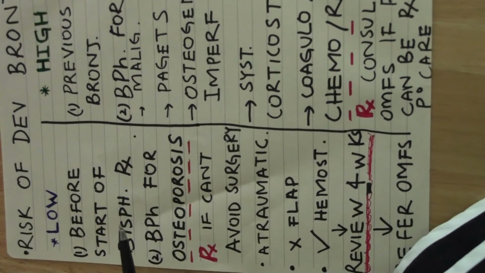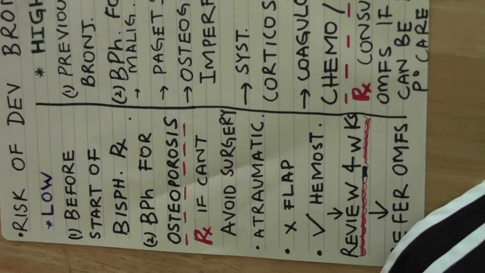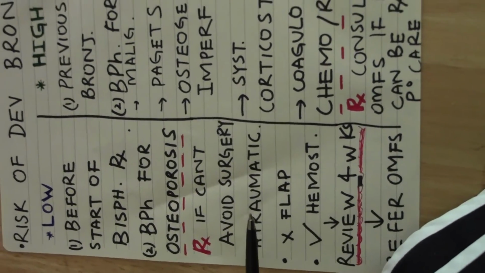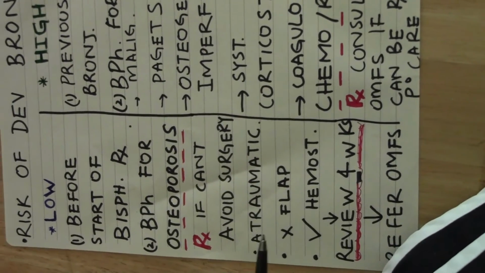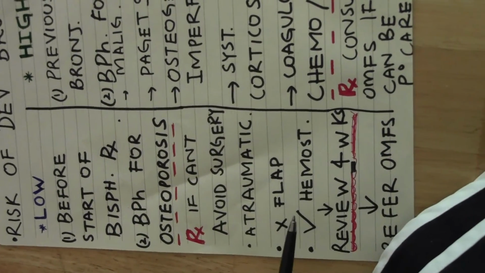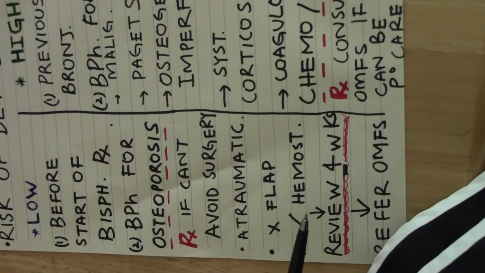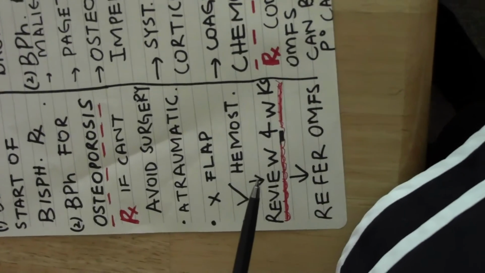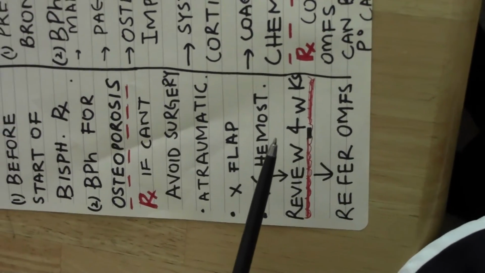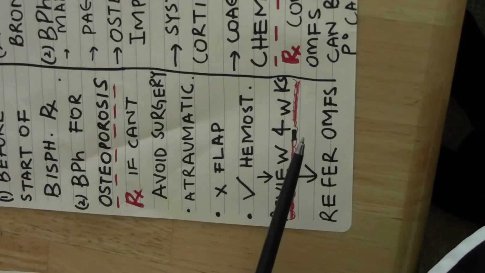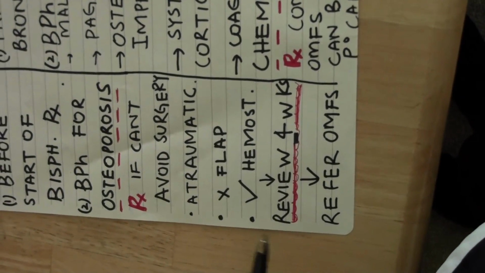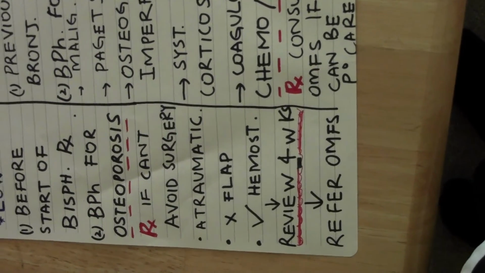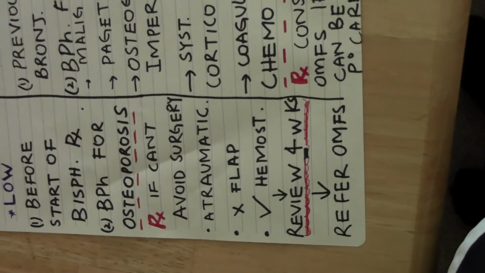And in these patients, if we can't avoid surgery, we have to make sure it's done as atraumatically as possible. We have to avoid raising flaps and make sure that there's good hemostasis. Now, in these patients, we're going to review them in 4 weeks. If we see any signs of bisphosphonate-related osteonecrosis of the jaw, we're going to refer them to OMFS. And these signs can be numbness, pain, or any kind of non-healing. Basically, refer to OMFS.